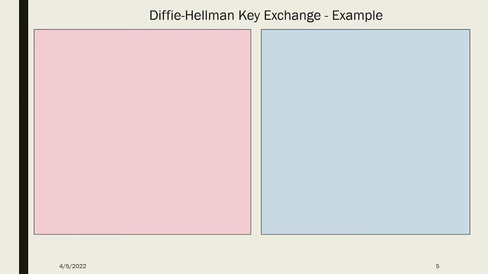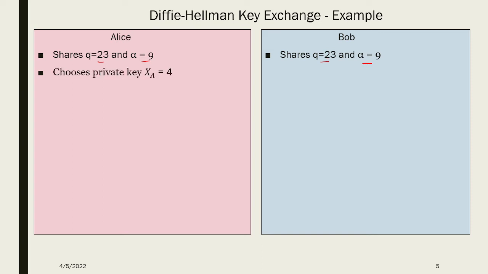Now we shall see one example for Diffie-Hellman key exchange. First we have Alice and then we have Bob. Alice shares the value of Q is equal to 23 and the value of alpha is equal to 9. And Bob also has the value of Q is equal to 23 and alpha is equal to 9. Once they have the Q value and alpha value, they have to choose a private key. So the private key chosen is XA is equal to 4 and Bob is choosing a private key XB is equal to 3.